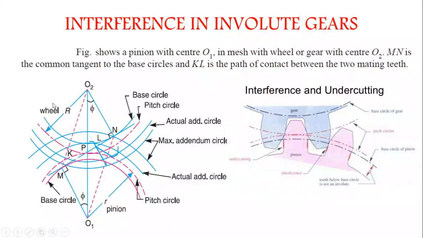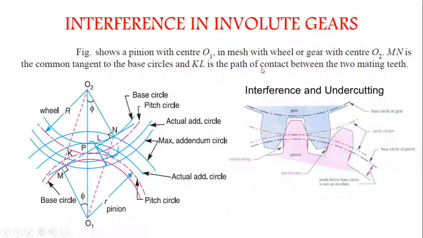Similarly, this is the gear wheel. This is the base circle of the gear, this is the pitch circle of the gear, this is the addendum circle of the gear, and this is the maximum addendum circle of pinion and gear. O1 is the center point of the pinion and O2 is the center point of the gear wheel. MN is the common tangent on the base circles of the gear and pinion.